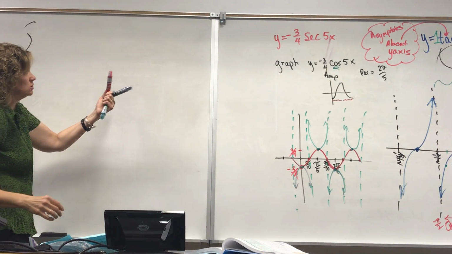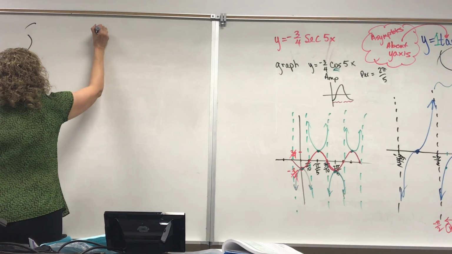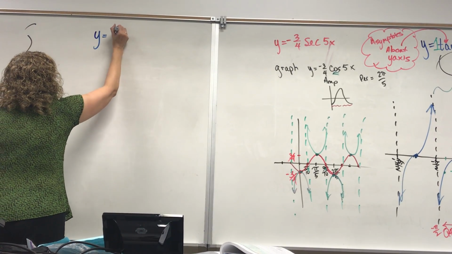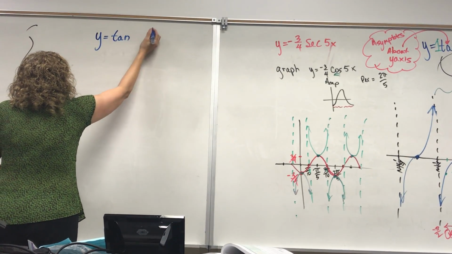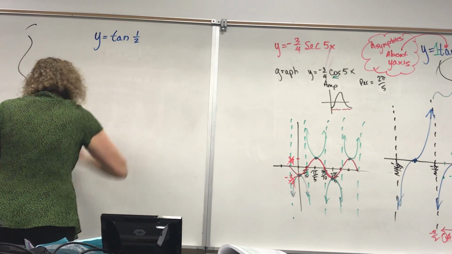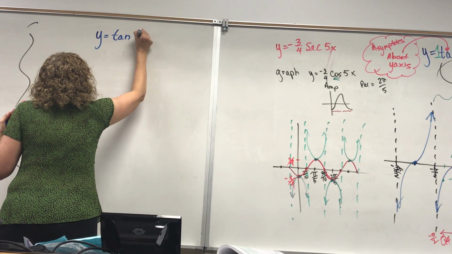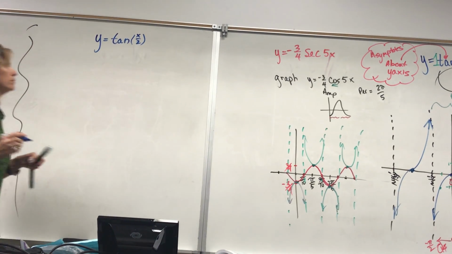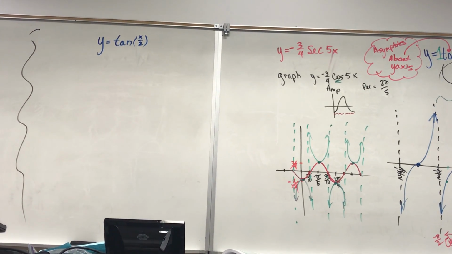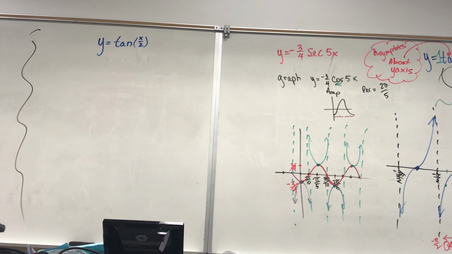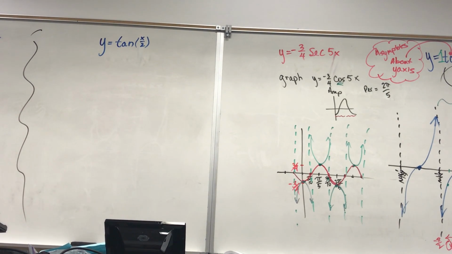Okay, so let's do just a period adjustment. So how about we graph y equals tangent of x over 2. Okay, so we're going to graph that.